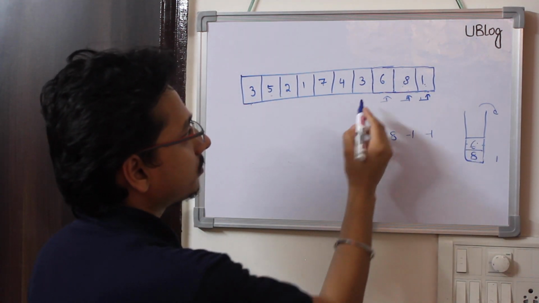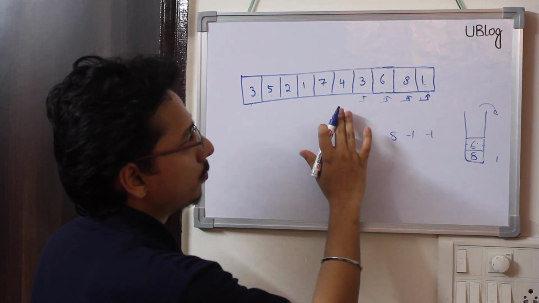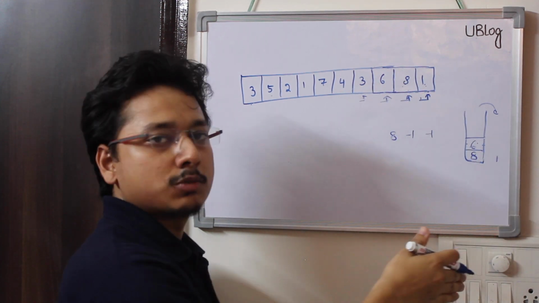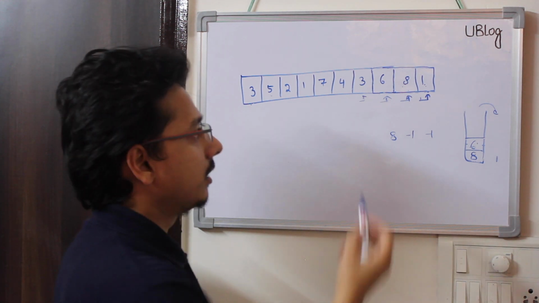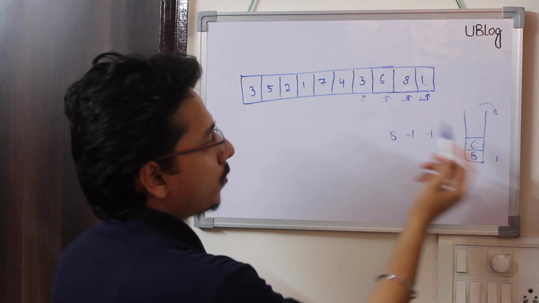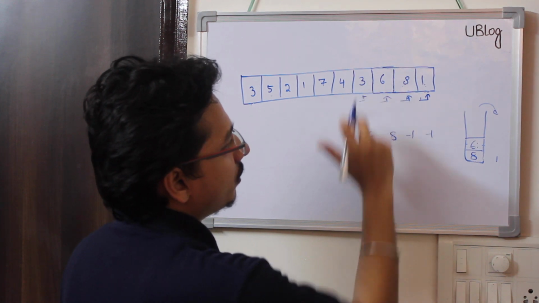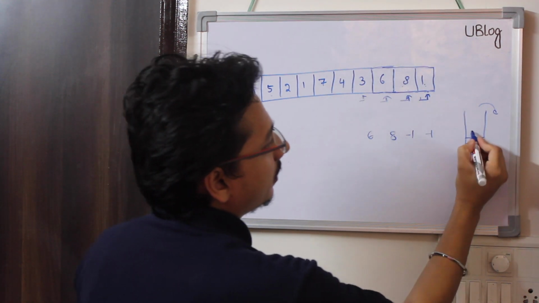Next, I am at 3. So before inserting 3, I'll pop all the smaller elements. Since there are no smaller elements, I don't need to pop any element. Then I print the top. So top is 6. So my NG for 3 is 6, and then I insert 3 in it.